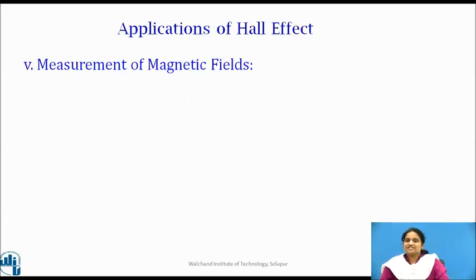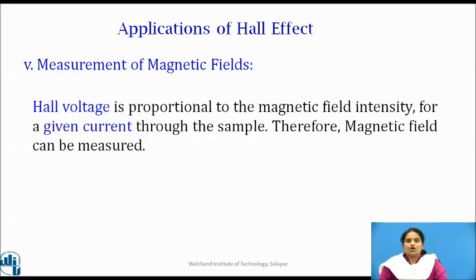Next application is measurement of magnetic field. Hall voltage is proportional to the magnetic field intensity for a given current through the sample. Therefore, one of the important applications of Hall effect consists in measuring magnetic fields. Knowing the parameters of the Hall probe and applied current, we can determine the intensity of the magnetic field.